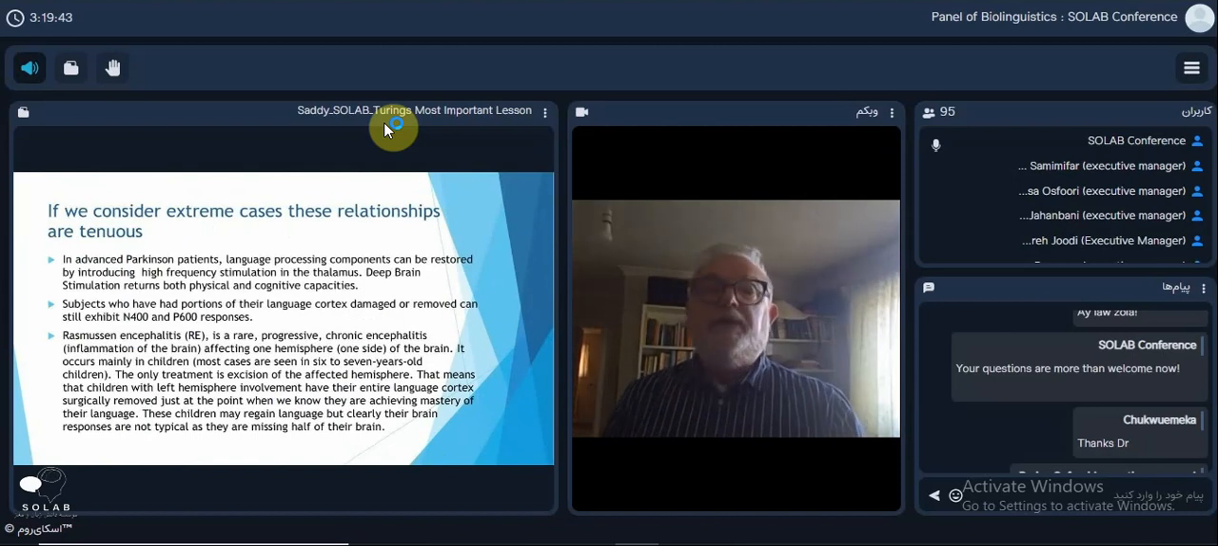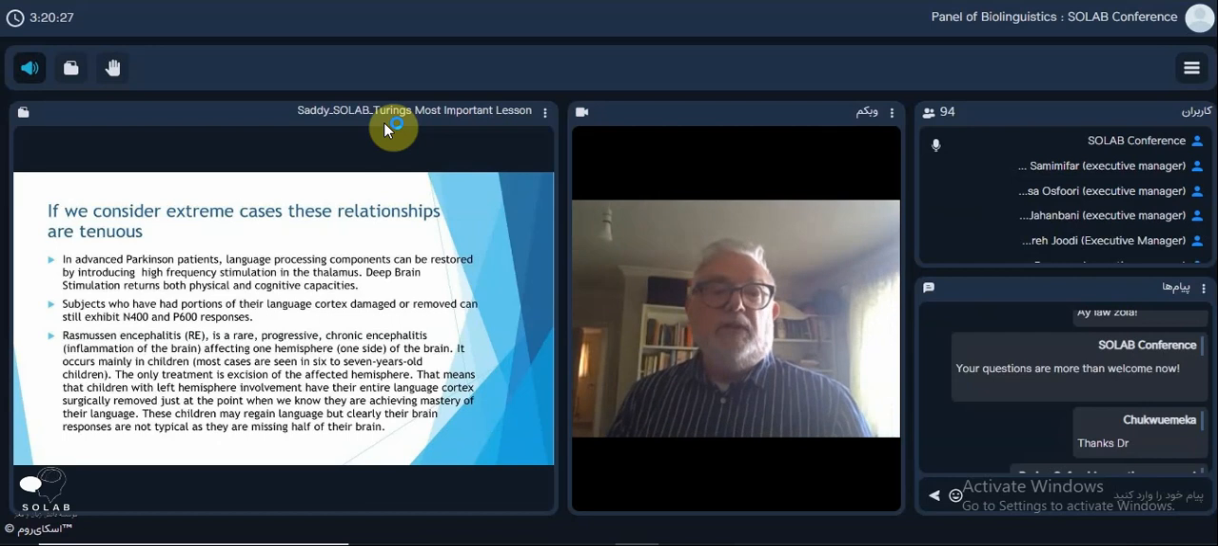In advanced Parkinson's patients, language processing components can be restored by introducing high-frequency stimulation into the thalamus. Now, the thalamus is not typically considered to be any kind of language cortex, but deep brain stimulation, which is a type of therapy used to try and relieve some of the most severe symptoms of Parkinson's disease, returns both physical and cognitive capacities to these unfortunate individuals. As Diego mentioned, we also are familiar with seeing subjects who've had portions of their language cortex damaged or even removed, and they can still exhibit N400 and P600 responses. I want to put in scare quotations the term language cortex, because our understanding of what that means has changed a lot over the years.